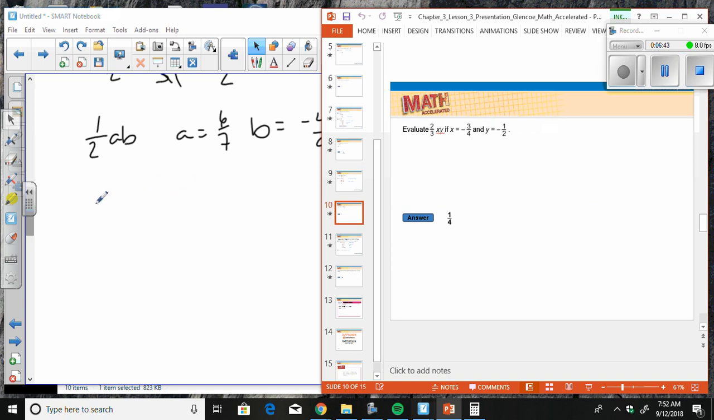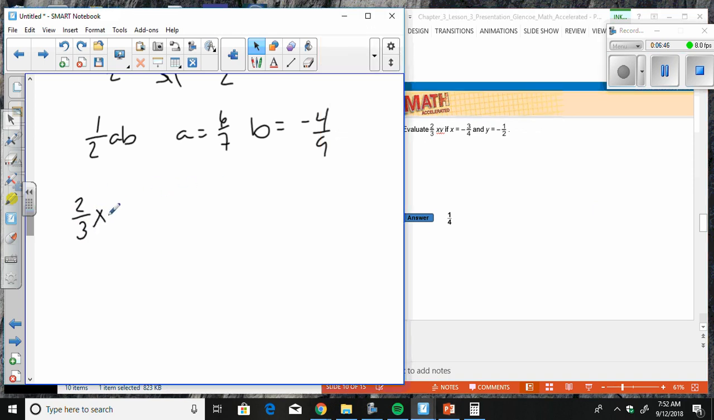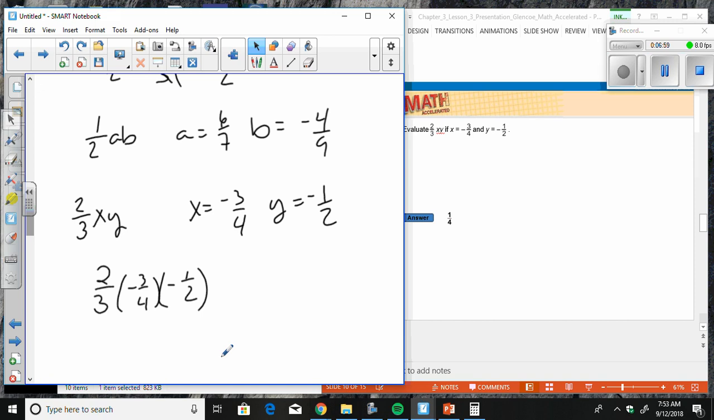So trying one here. We have 2/3 xy when x equals negative 3/4 and y equals negative 1/2. Plugging it in, so we have 2/3 times a negative 3/4 times a negative 1/2. So we cross reduce. I can cross reduce here. This becomes a 1, this becomes a 2, this becomes a 1, this becomes a 1. There's nothing else I can cross reduce, so 1 times negative 1 times negative 1. 2 negatives make a positive when they multiply. So I get 1 over 1 times 2 times 2 is 4. So 1/4.